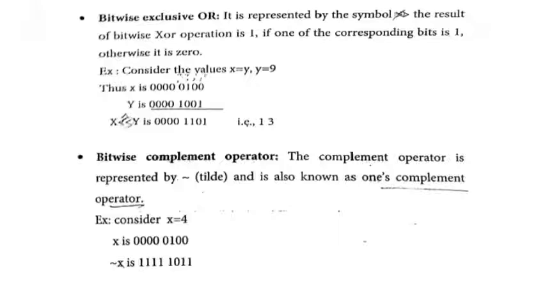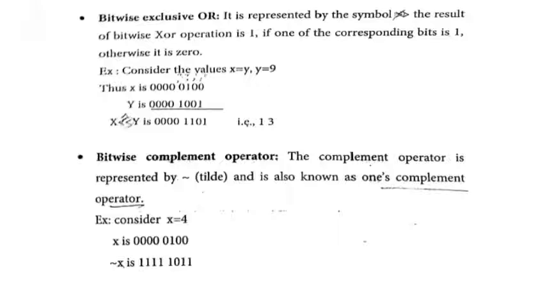The complement operator is represented by the tilde symbol and is also known as the 1's complement operator. Here they have given x equals 4. See how to represent it in 8-bit format: x equals 4 means 00000100. Wherever we are facing 0, just simply place 1 for that particular number.